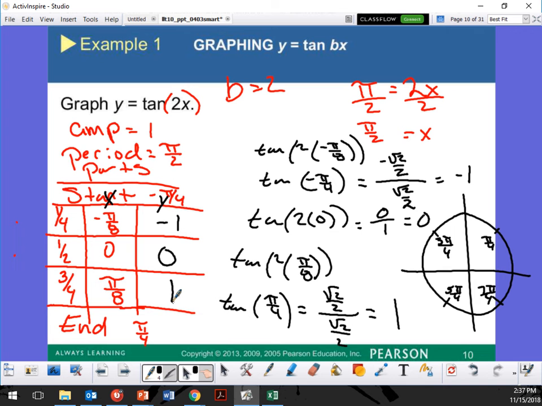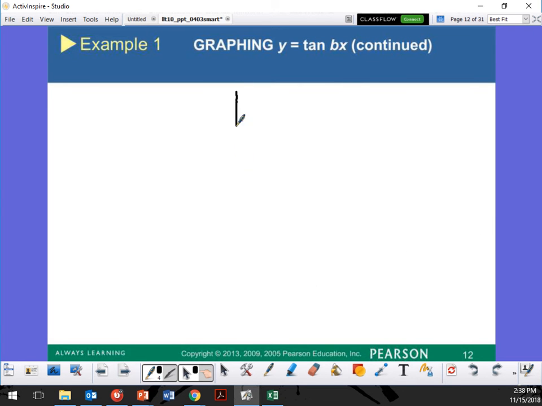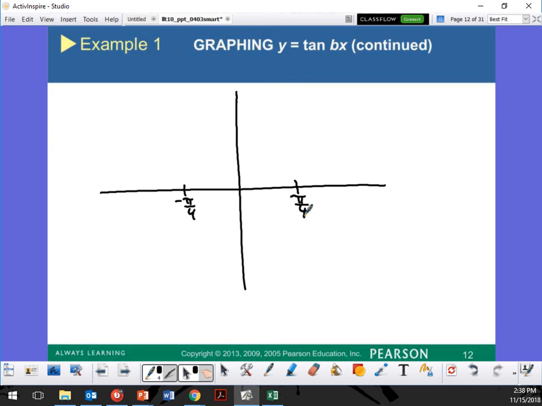Then I have my asymptotes at the other spots. I don't want to use that graph. I'll use mine. Okay, so here I am going to graph. Where is my start? Negative pi over 4. Where's the end? Positive pi over 4. What's the first one right here? The 1/4 mark? Right in the middle is 0. And the next one's going to be? Negative 1.